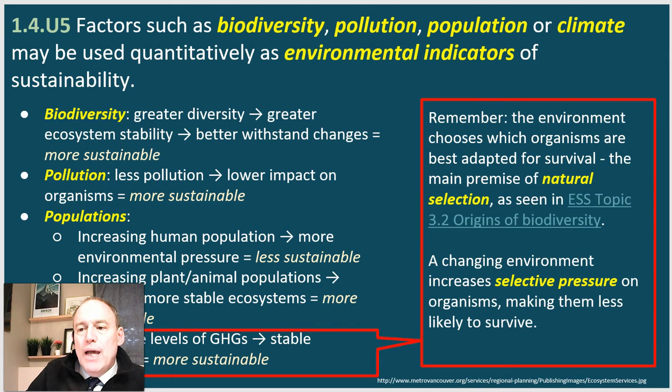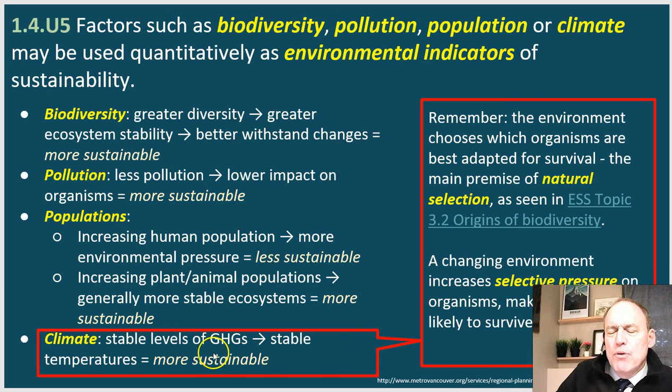Finally, we're going to look at climate, and in that case, we're looking at stable levels of GHGs, that's greenhouse gases, and stable temperatures. We have to have the greenhouse effect, so greenhouse gases mean stable temperatures, but too many means we'll have a new steady state that's a lot warmer.